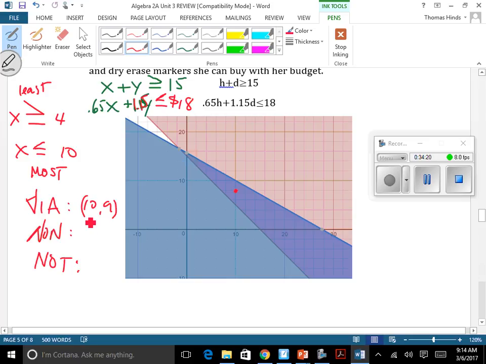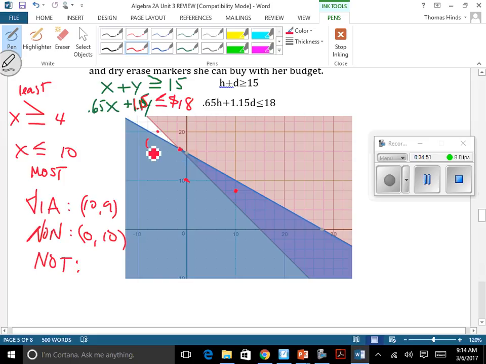What's a non-viable? Anybody that's on the fringes. I'll do a non. How about you, 0, 10? And how about a not? Not is in the white section. How about you right here? Who are you? I can't even tell you, like a 2, 20. Good, bad, in between. Good, bad, in between.